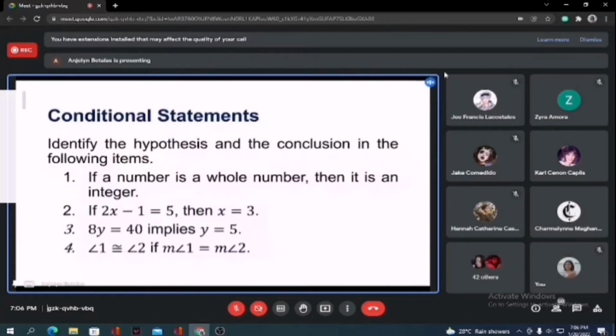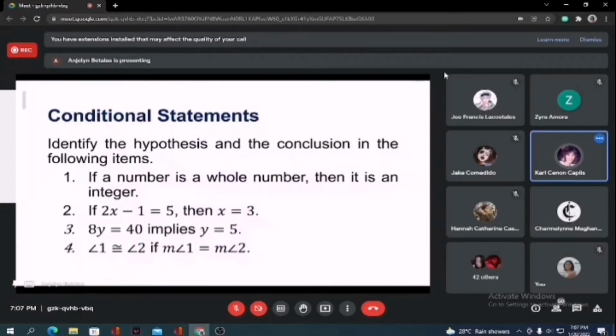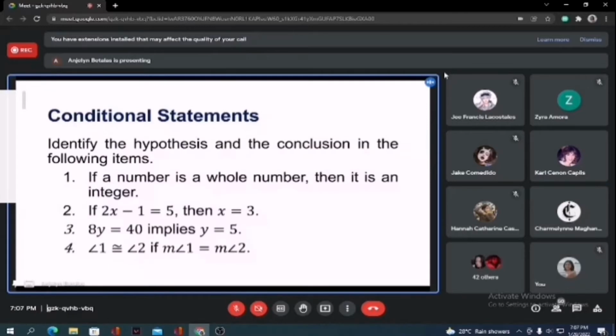Ma'am, where is the measure there? Ma'am, that M there means measure. So this is our topic now, leading to geometry, and this is the logic part. Because we're going to use this in writing a proof. You will see if-then written there. If you learn this well, then your grade will be high. What is the statement? It is a conditional statement, or cause and effect in English.